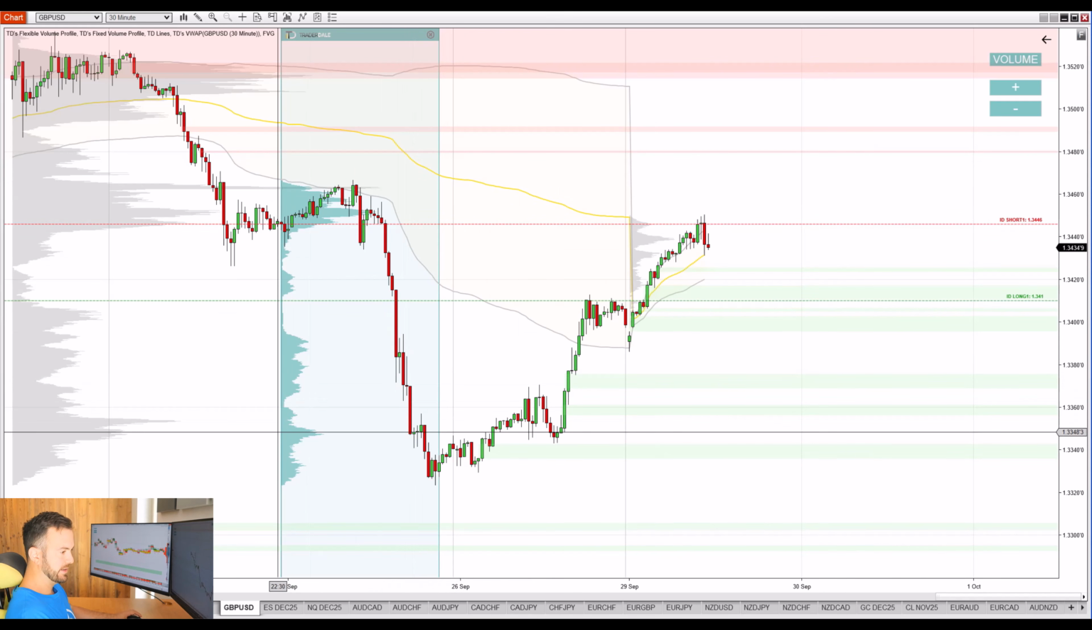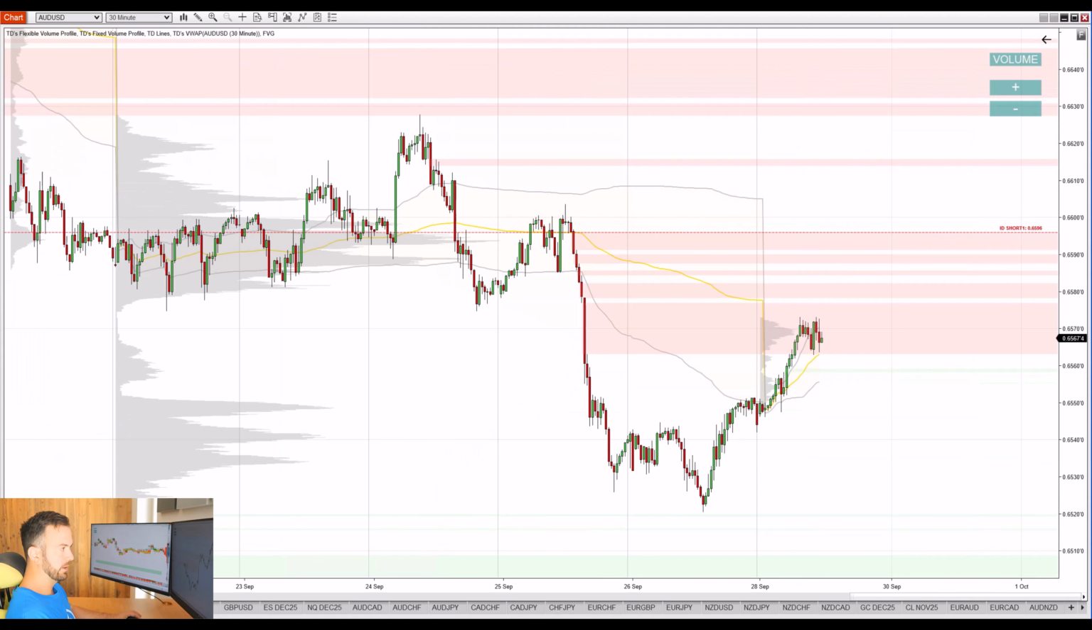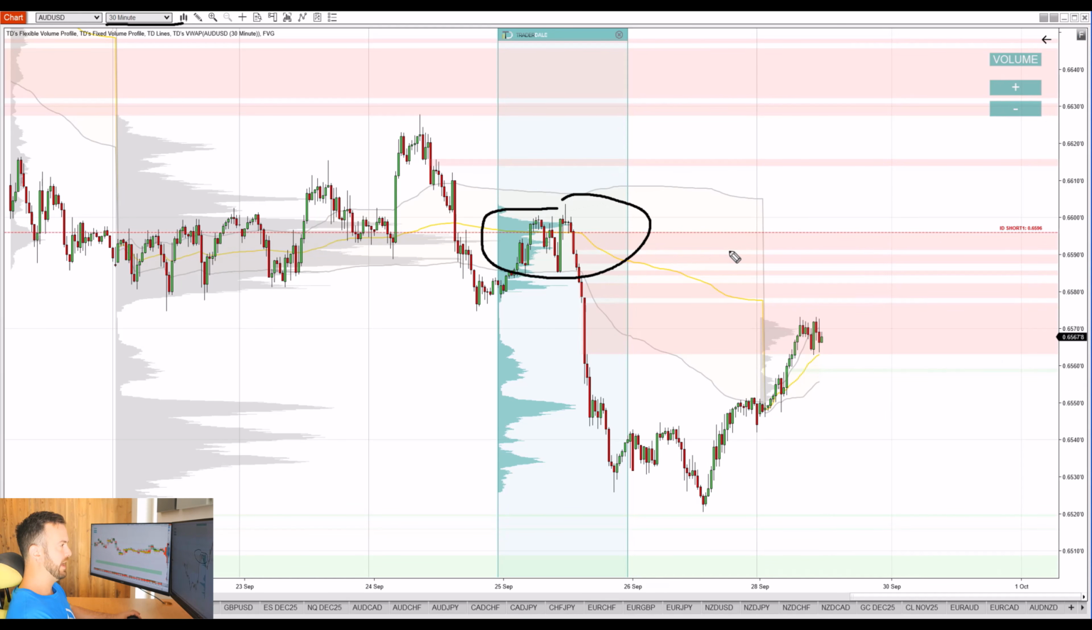Let's now take a look at the Australian dollar, US dollar. What you see here is the 30-minute chart of the Australian dollar, US dollar, and I want to show you an important heavy volume zone here that formed on Friday. This heavy volume zone, especially this volume peak right before this strong sell-off started.